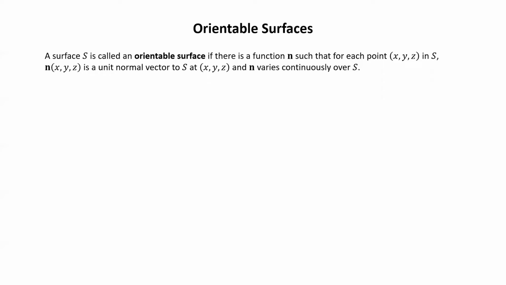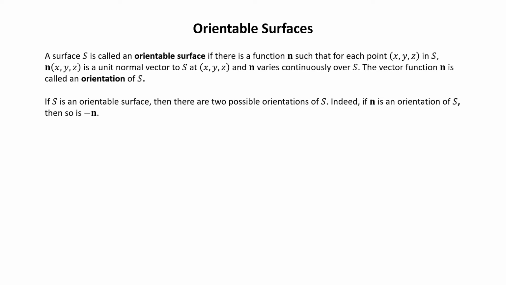Orientable surfaces. A surface S is called an orientable surface if there is a function n such that for each point x, y, z in S, n of x, y, z is a unit normal vector to S at x, y, z, and n varies continuously over S. The vector function n is called an orientation of S. If S is an orientable surface, then there are two possible orientations of S. Indeed, if n is an orientation of S, so is negative n.